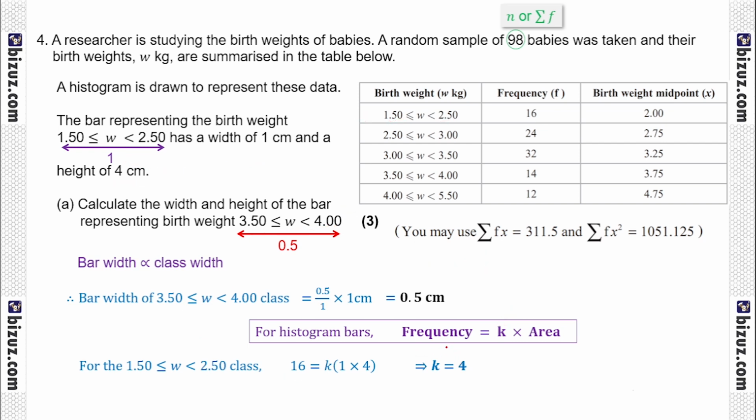So now, if we use the same formula for the class that we need to find the height for, for 3.50 to 4, we get the frequency, which is 14. The frequency is going to be equal to k. Now we know the value of k, that's 4, multiplied by the area. So the area is the width, which is 0.5, multiplied by the height, which is h, let's call that. And so this gives us a value of h, which we'll get as 7 here, but these are all in centimeters, the actual lengths or dimensions. So h is equal to 7 centimeters.